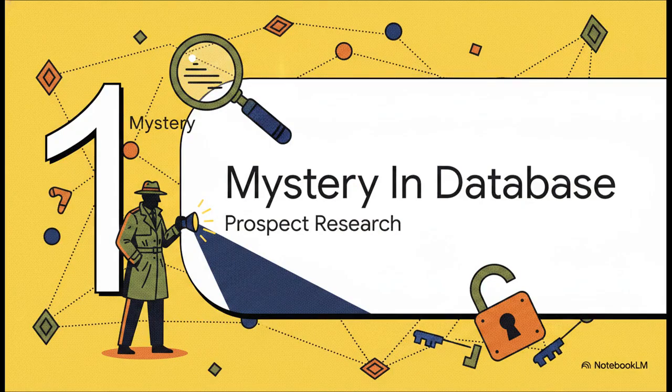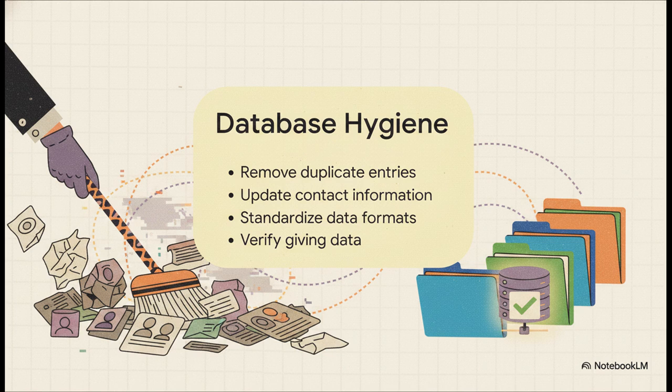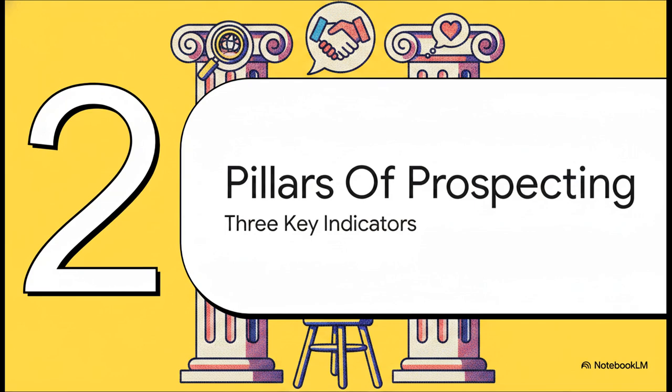Section 1, the mystery in the database. Now, to find those hidden gems, we've really got to rethink prospect research. It's not just data entry, it is absolutely crucial strategic detective work. And, as any good detective will tell you, a solid investigation always starts with a clean scene. If your CRM is just clogged up with outdated or duplicated info, your research is going to hit a dead end fast. So taking the time to remove duplicate entries, update contact info, standardize your formats, and verify historical giving data, that is your foundational first step. You literally can't build an accurate donor profile on messy data. It just doesn't work.